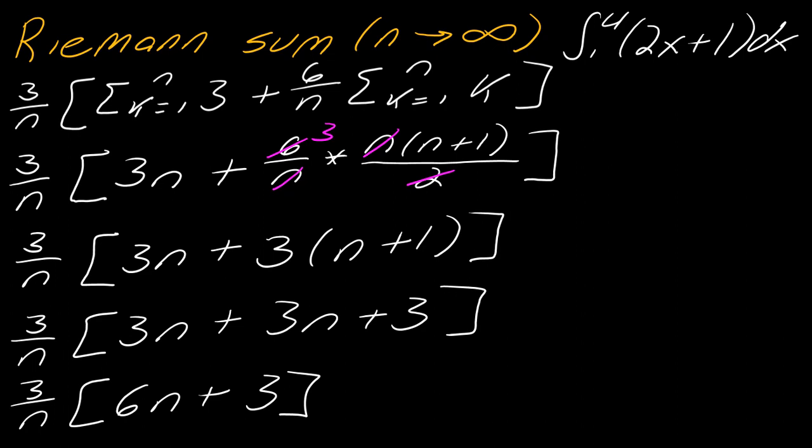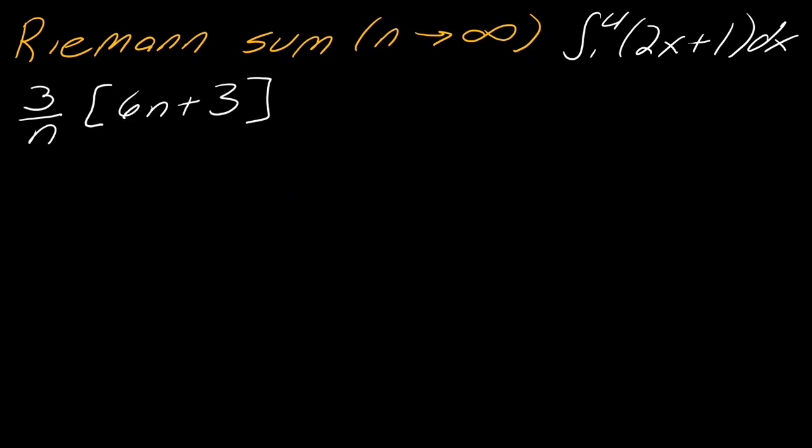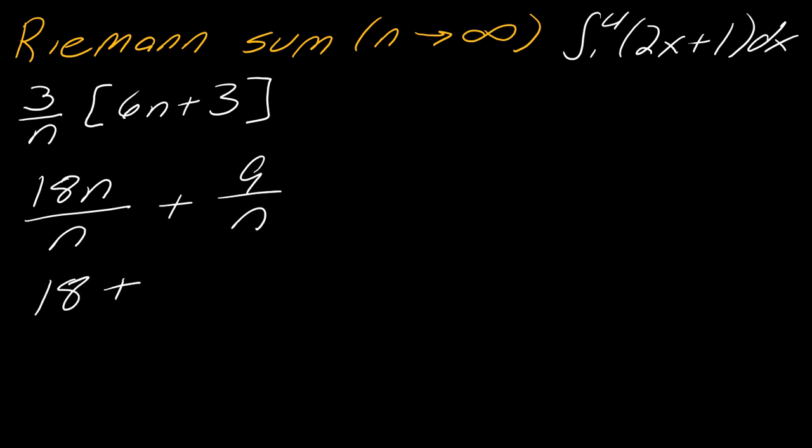Okay, make some space again. And now we're almost there, so I can distribute my 3 over n inside. So this becomes 18n over n plus 9 over n. So the n's cancel out. So finally I have a nice simplified answer. So here is the result of just the sum part of that Riemann sum.